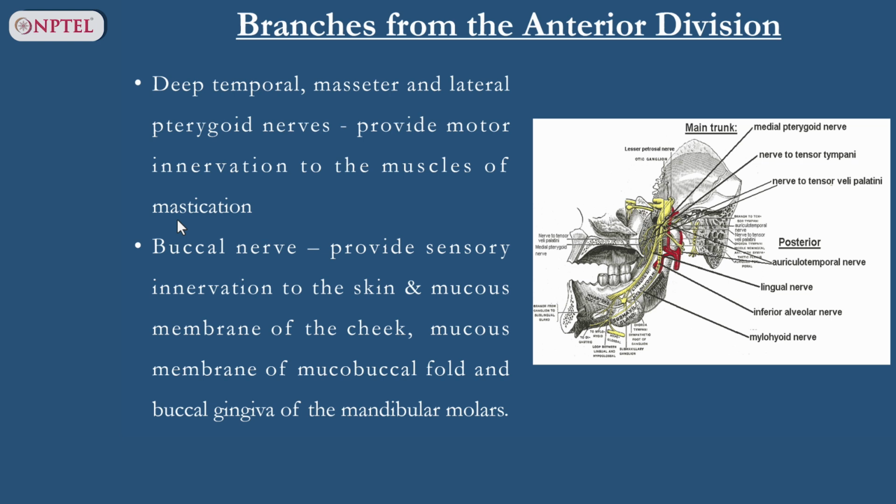The branches from the anterior division are 4 in number. Out of 4, 3 are motor and 1 is sensory in nature. The motor branches are the deep temporal, masseter and lateral pterygoid nerves, whereas the buccal nerve is purely sensory and it provides sensory innervation to the skin and mucous membrane of the cheek, mucous membrane of the mucobuccal fold and buccal gingiva of the mandibular molar.